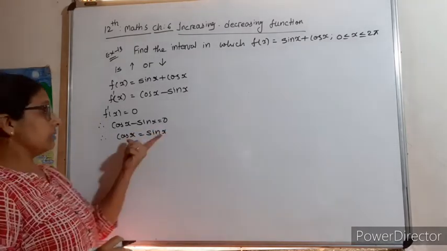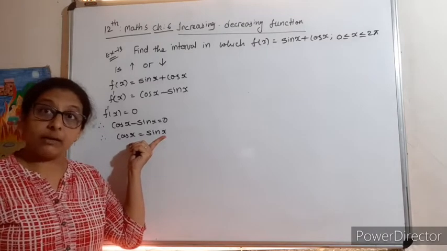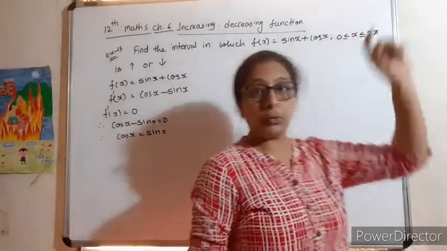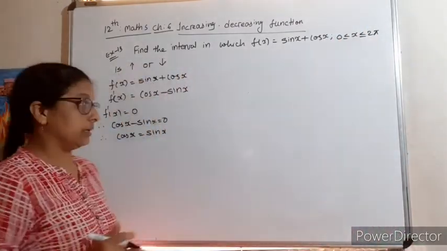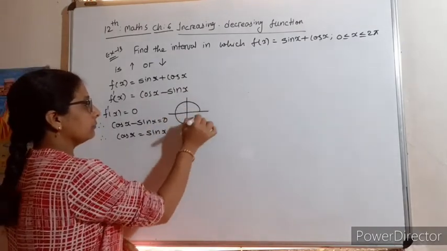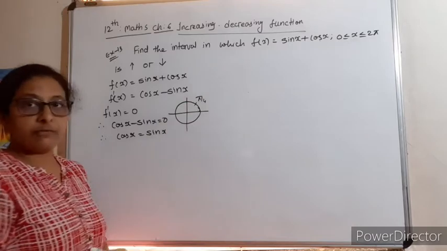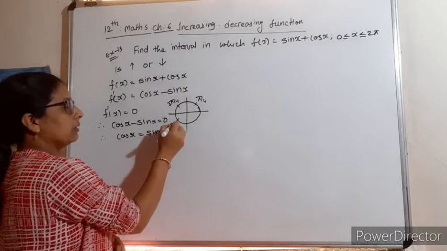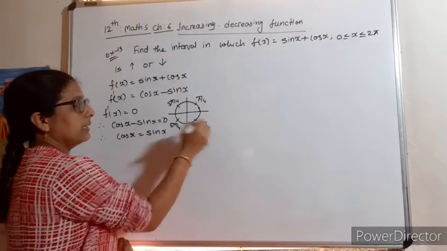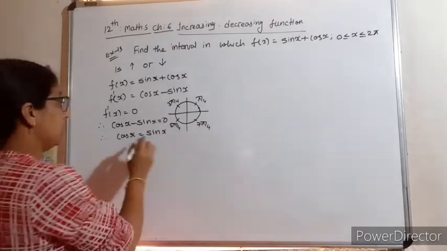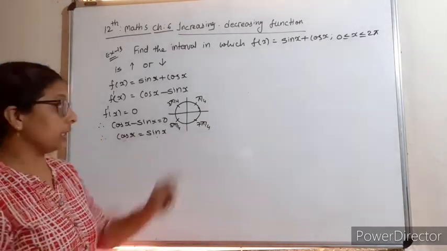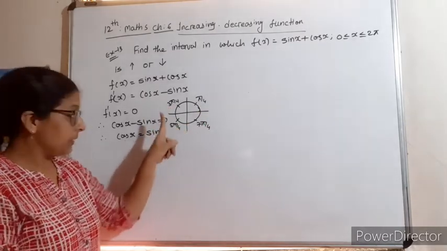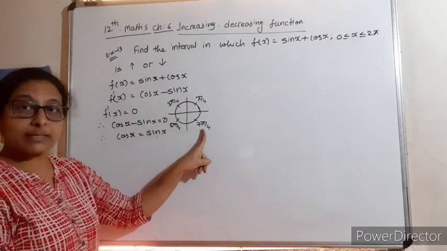You know sin and cos values are equal when x is equal to pi by 4. But our interval here is given as 0 to 2 pi. So you have to check in all the 4 quadrants. Suppose here pi by 4 is there. Yes. Here 3 pi by 4, 5 pi by 4, 7 pi by 4 are there. Now when will the values of cos and sin be equal? At pi by 4, 3 pi by 4, sin is positive but the cos is negative. Here both are negative. Here cos is positive, sin is negative.